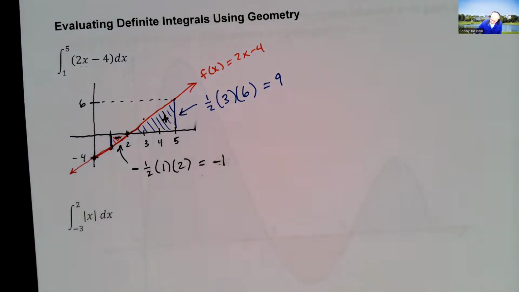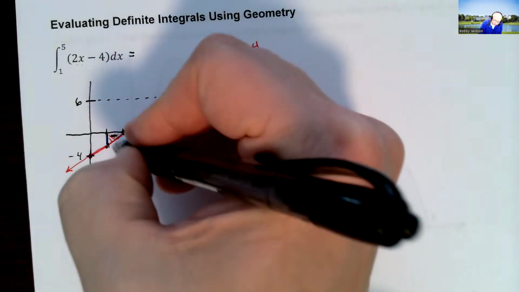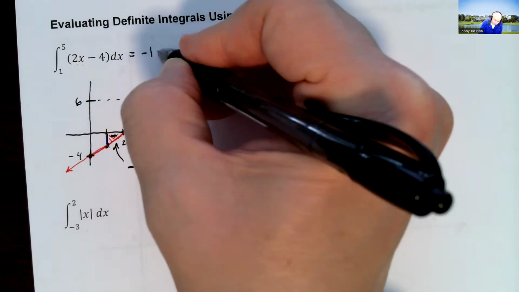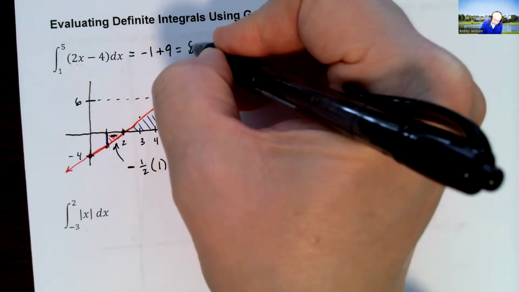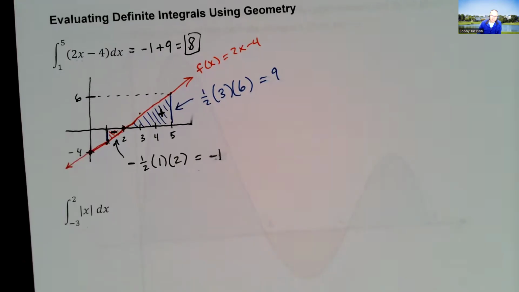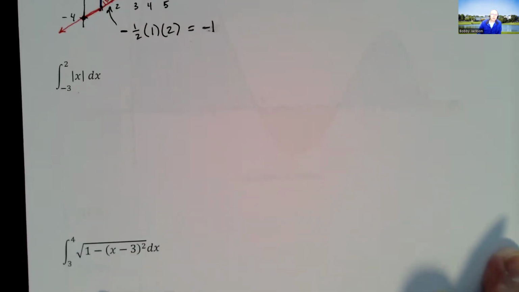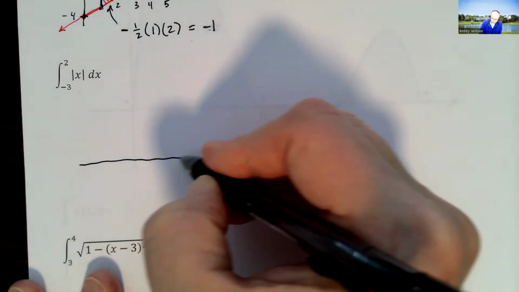And so what's the value of our definite integral? It's the net area, right? Which is this region here, -1, plus the +9, which gives me, of course, 8. So that is the value of that definite integral. It's 8. Let's look at the next one, the integral from -3 to 2 of the absolute value of x.